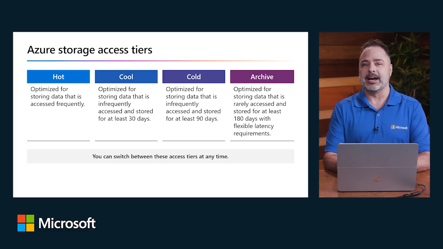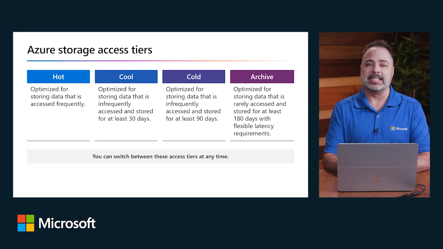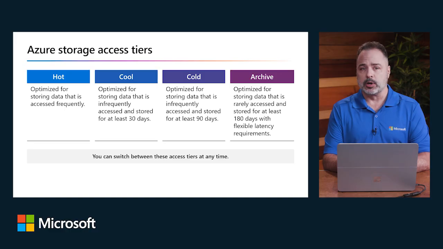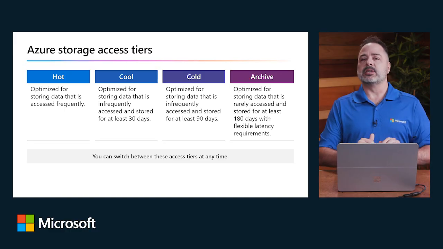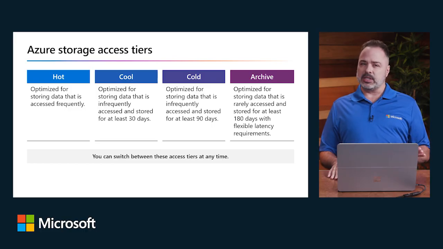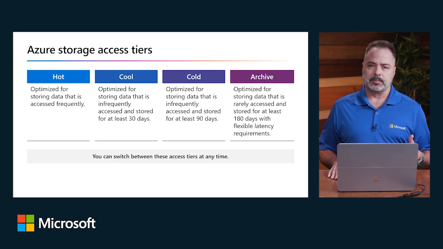Starting with the hot tier. The hot tier is designed for data that is accessed or modified frequently. It has the highest storage costs, but the lowest access costs, making it ideal for active data. The cool tier is optimized for data that is infrequently accessed or modified. It has lower storage cost and higher access costs compared to the hot tier, making it suitable for data that you don't need to access often, but you still want to keep readily available.